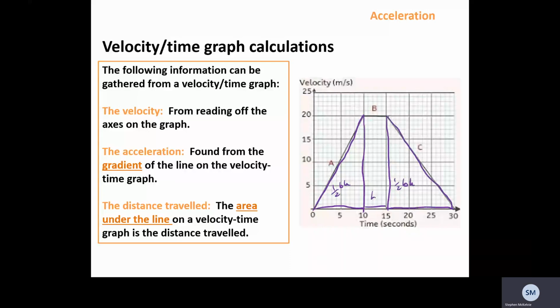And for this, I'm going to do the base multiplied by the height to give me the area of this boxy shape. Base here is 10, base here is 5, and the base here is 15. The height for this is 20, the height for this is 20, the height for that is 20 also. So there are my numbers that I'm going to use to find the distance traveled.